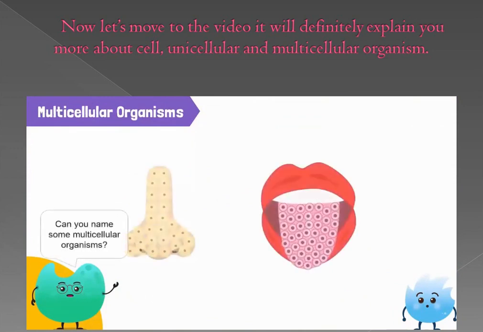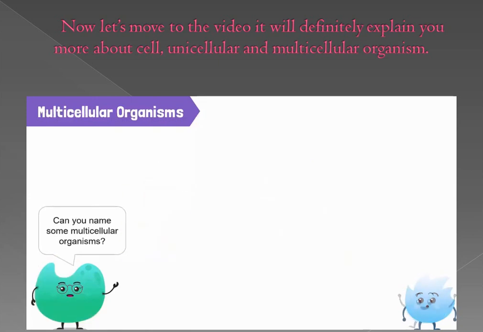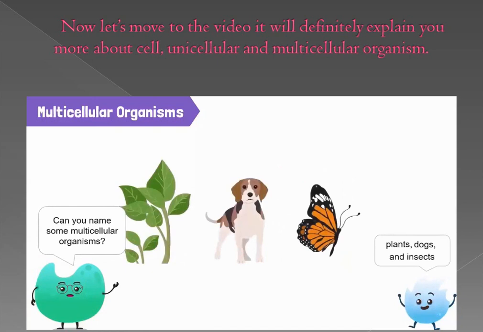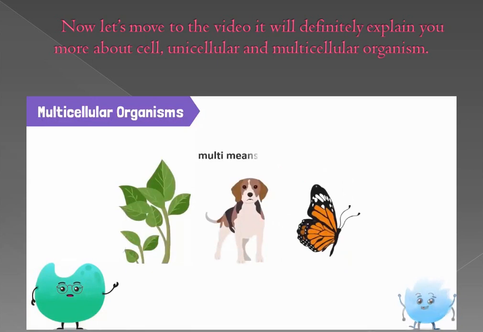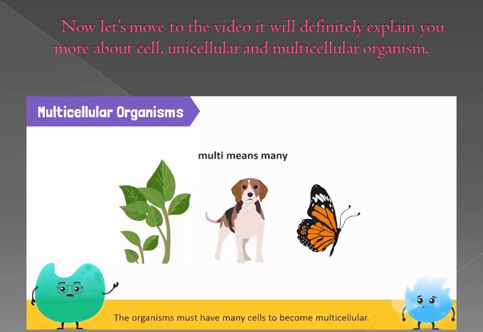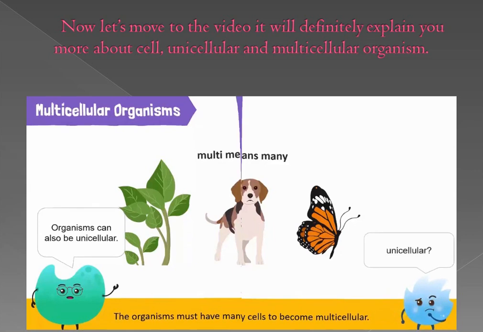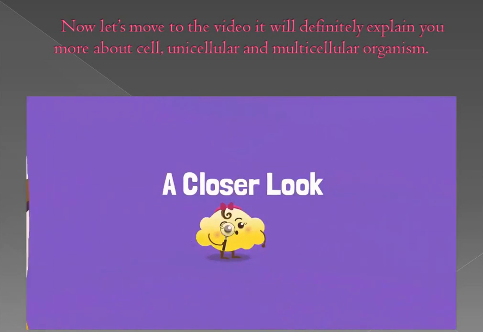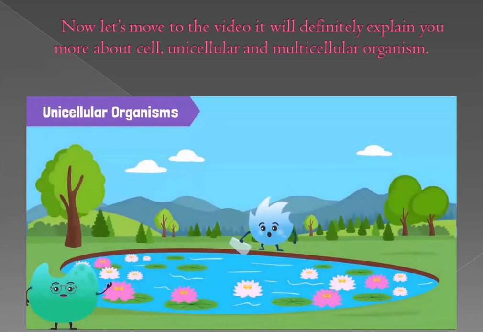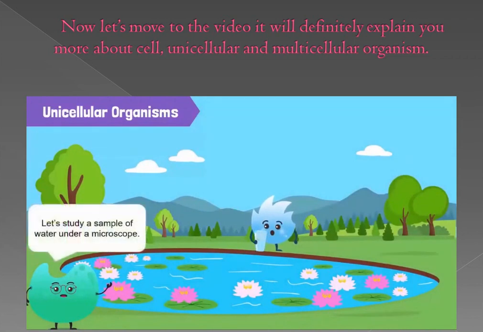Can you name some multicellular organisms around you? Plants, dogs, and insects. Very good. I understand now that multi means many. So, the organisms must have many cells to become multicellular. Yes, but organisms can also be unicellular. Unicellular? Let's take a closer look. Why don't you get some water from the pond so we study it under a microscope?